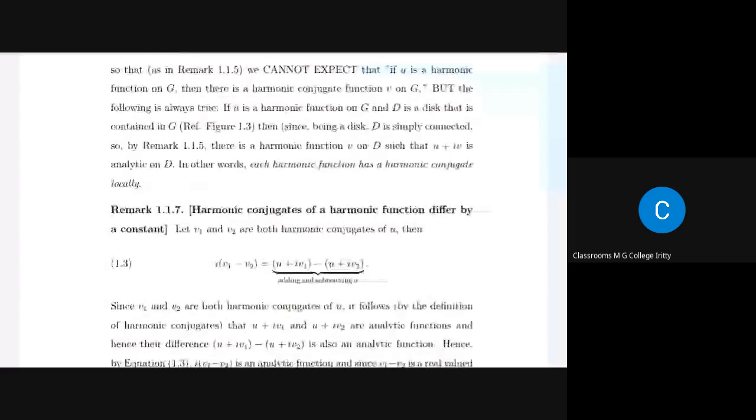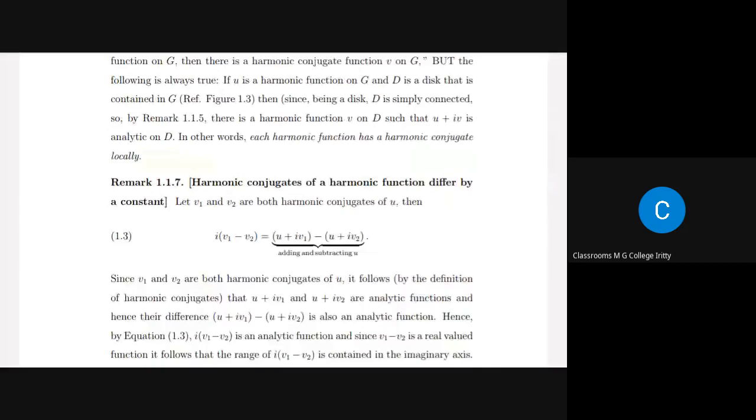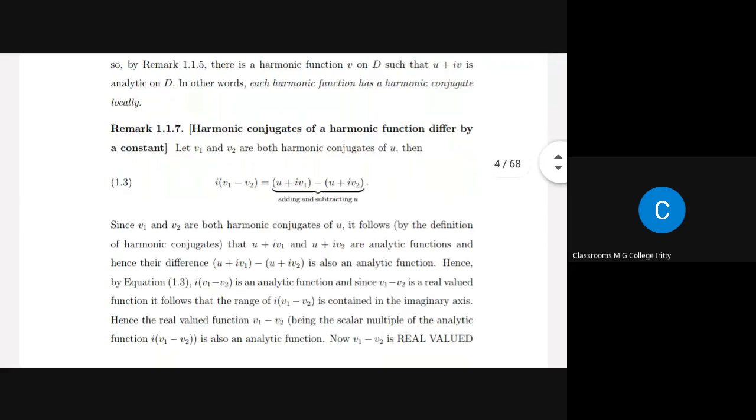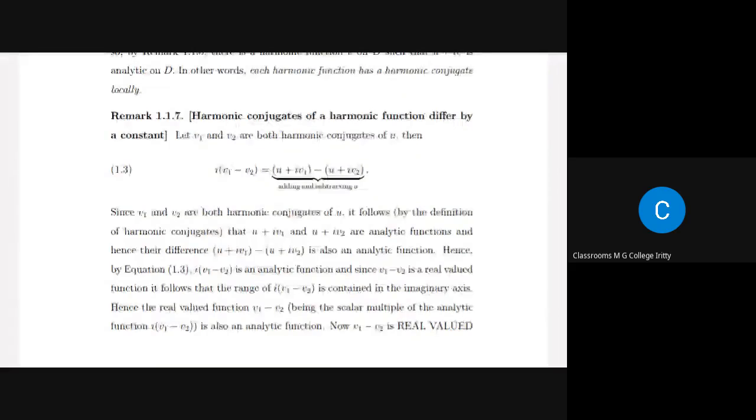Next remark. Harmonic conjugates of a harmonic function differ by a constant. Let v1 and v2 be both harmonic conjugates of u. Then we can write i times (v1 minus v2) equal to (u plus i v1) minus (u plus i v2). Since v1 and v2 are harmonic conjugates of u, by definition, clearly u plus i v1 and u plus i v2 are analytic. Since the difference of two analytic functions is again analytic, (u plus i v1) minus (u plus i v2) is also analytic.